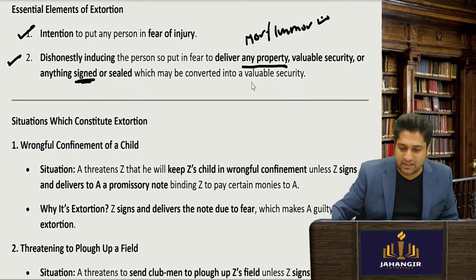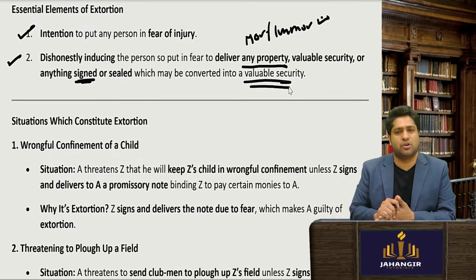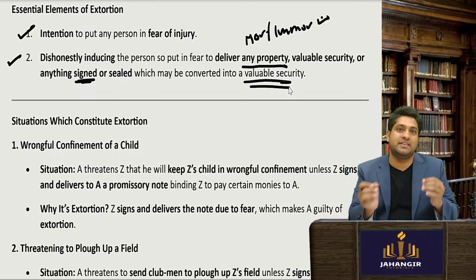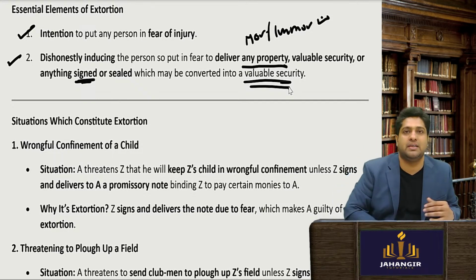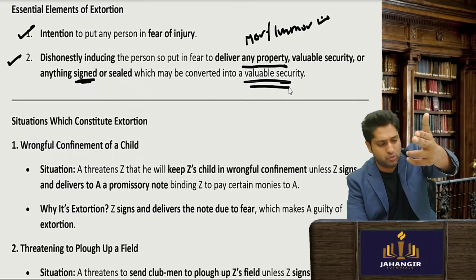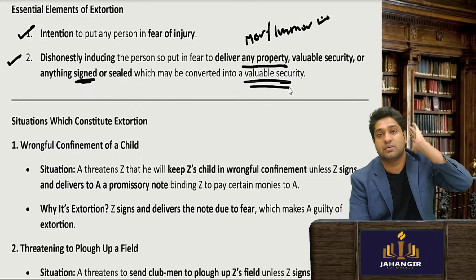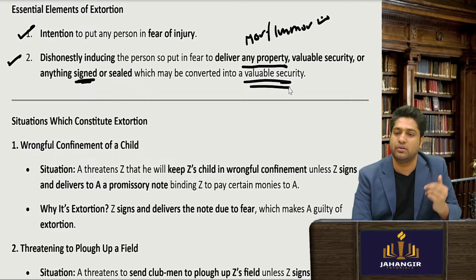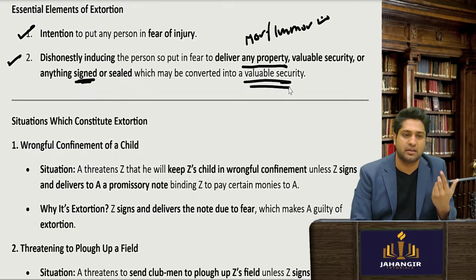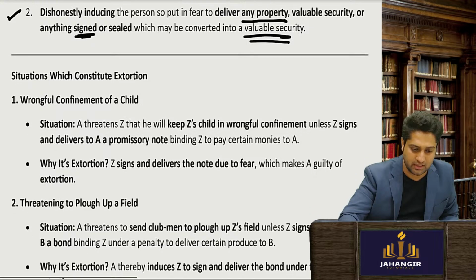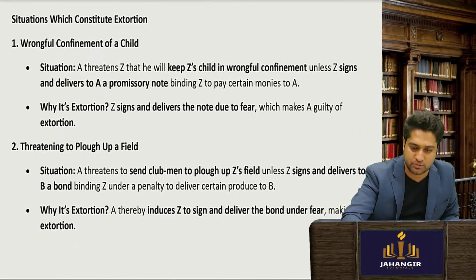Okay, and which I can later convert into a valuable security. So I make a document from which I will get a lot of money. I put you at gunpoint and I say, act as my guarantor, sign as the guarantor for the loan. Out of fear you sign. So it is committing extortion. Clear till here?